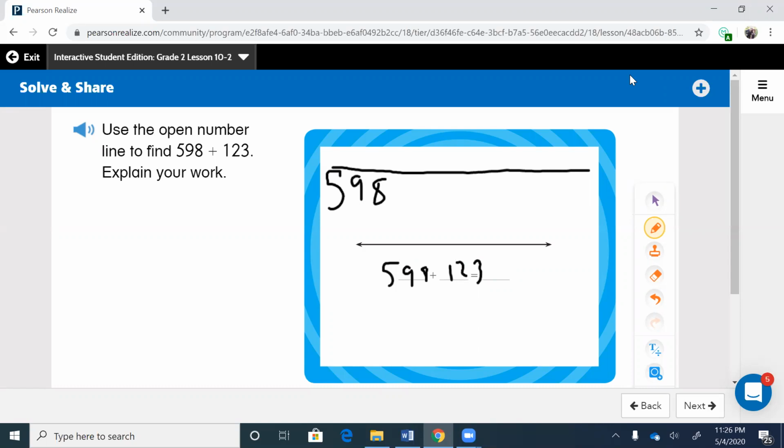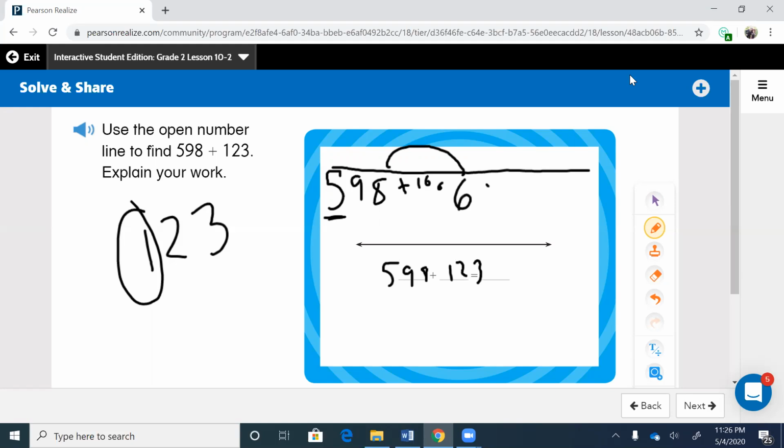It says plus 123. The first thing you do with these 3-digit numbers is look at the hundreds place. There's 100, so I'm going to skip and go plus 100. 5 is in the hundreds place, plus 1 is 6. 9 and 8 stay the same. Now I have 23 left.